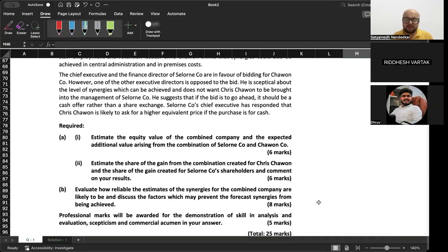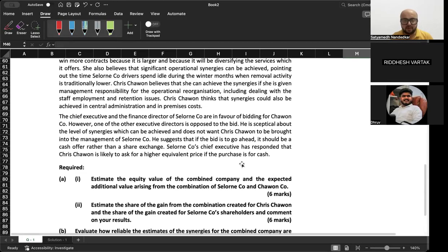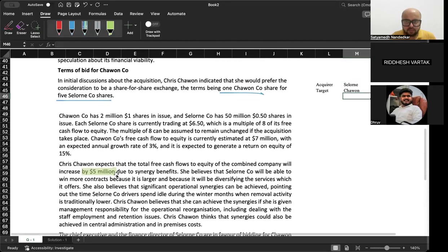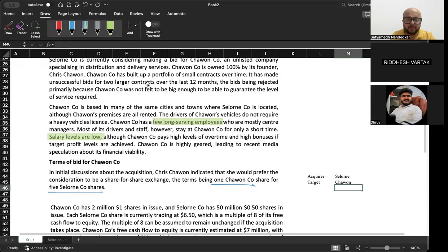Then estimate the share of the gain from combination created for Chris and the share of gain created for Selorne company's shareholders and comment on your results. Okay. Now you will have to first of all understand what kind of offer was given. Look at the share exchange offer. What is the offer? Chris Chavon indicated that she would prefer the consideration to be a share for share exchange, the term being one Chavon share for 5 Selorne company shares.